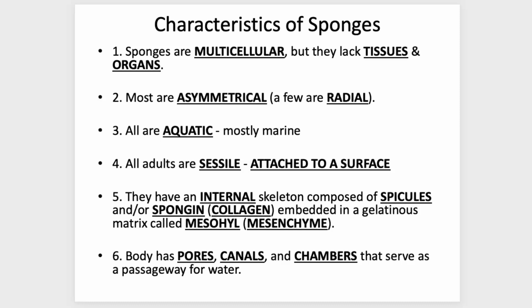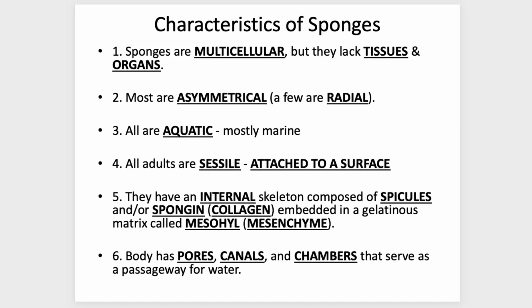All of them will be aquatic, and most of them will be marine. As they develop, they will be motile, but when they reach the adult form, they will all be sessile, which means they will be attached to a surface. So a larva will swim to a good position, and then it will attach to the substrate, and then as it grows and develops, it will be sessile.